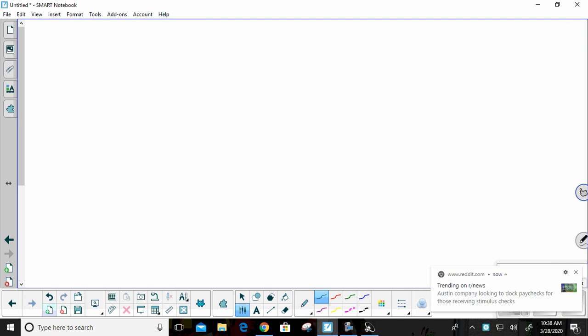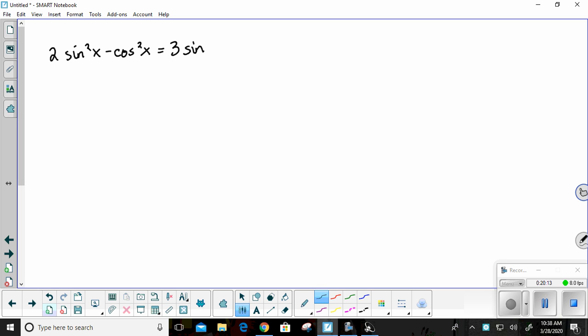I have 2 sine squared x minus cosine squared x equals 3 sine squared x minus 1. Okay, making sure I wrote it down right. Correct. Okay, now, this one I looked at for a minute or two before it hit me.